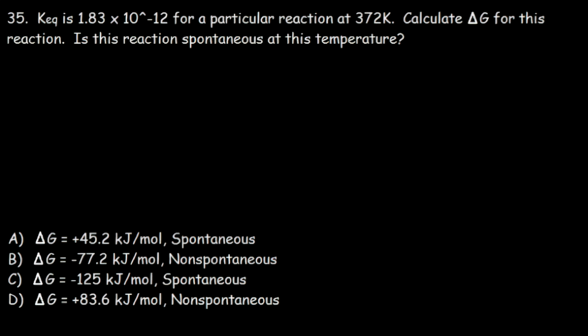35. The equilibrium constant K is 1.83 times 10 to the negative 12 for a particular reaction at 372 Kelvin. Calculate the change in Gibbs free energy for this reaction. Is this reaction spontaneous at this temperature? So the equation that you need to find delta G using K is this. Delta G is equal to negative RT ln K.